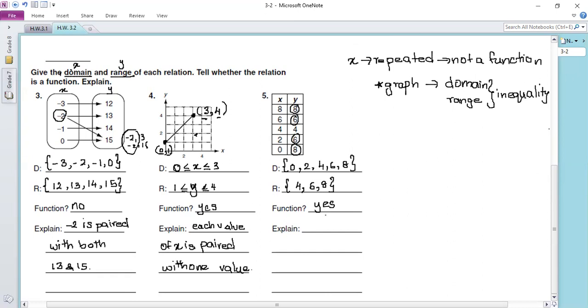So here you can write the same explanation, or if you want, you can simply change the wordings. So instead of saying value of x, you could say each domain value is paired with one range value. Range means the value of y.